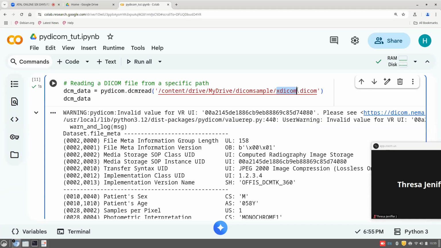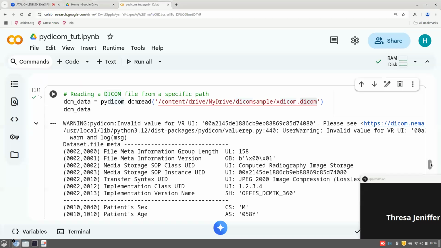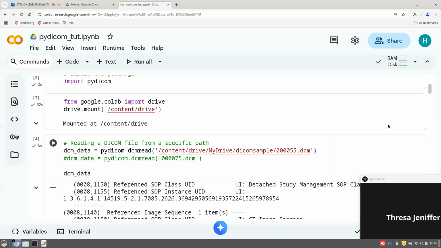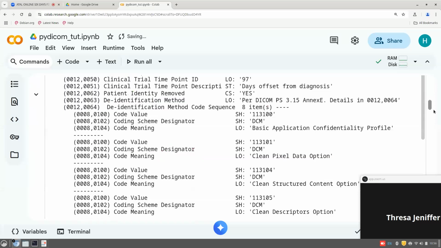The extension of this file here is .dicom. Earlier, the file you saw had the extension .dcm. So there are DICOM files with the .dcm extension and the .dicom extension.